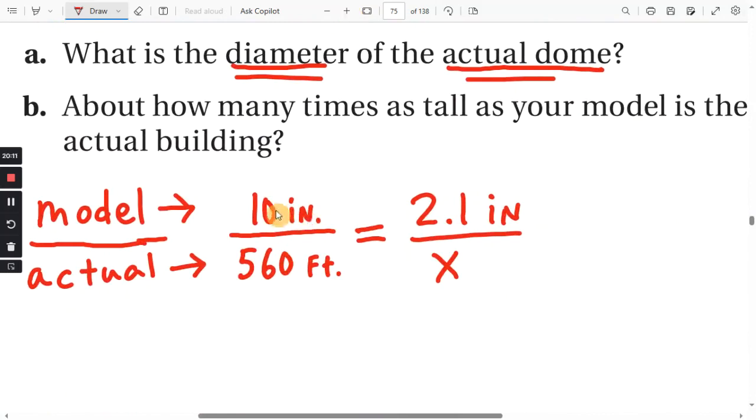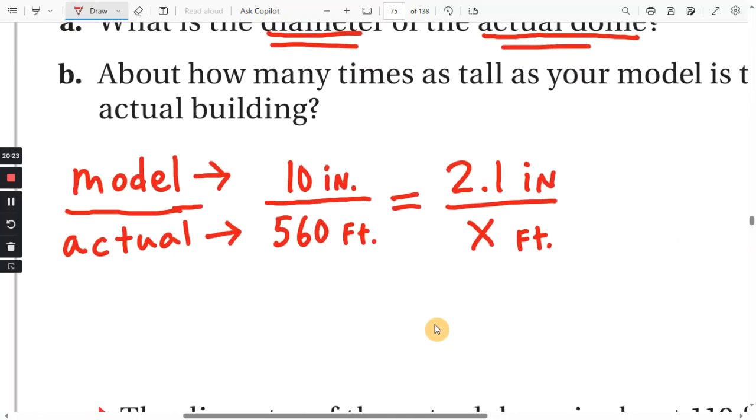Now, the numerators are in inches and the denominators are in feet. Normally before, when we reduced fractions or ratios, we had to make the units match. But in this case, the units have to match from numerator to numerator and denominator to denominator. Okay, so we're actually okay.